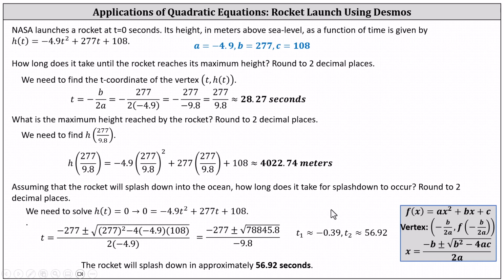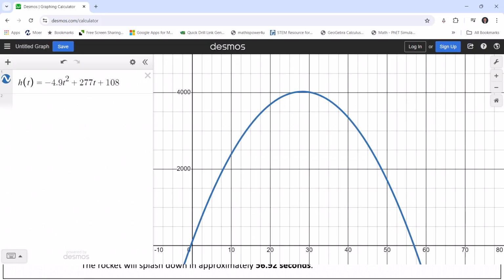Let's go back to the graph and verify these results. The nice thing about Desmos is it's very easy to determine the key points on a graph. If I click on the graph, notice gray points appear at important points on the graph. We can click on the vertex and the ordered pair appears. Notice the t-value at the vertex is approximately 28.27 seconds, which we found for the time at which the rocket reaches its maximum height. And then the second value of approximately 4,022.74 gives us the approximate maximum height.